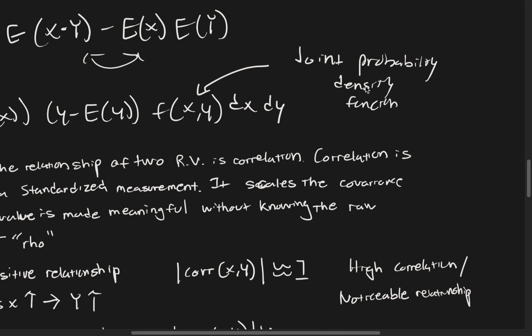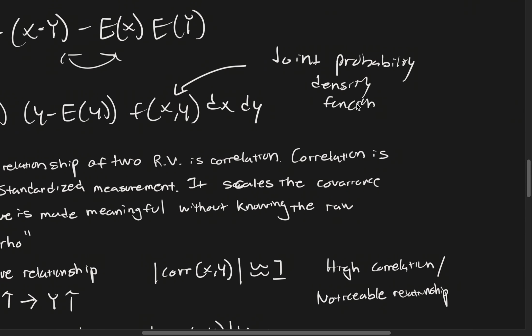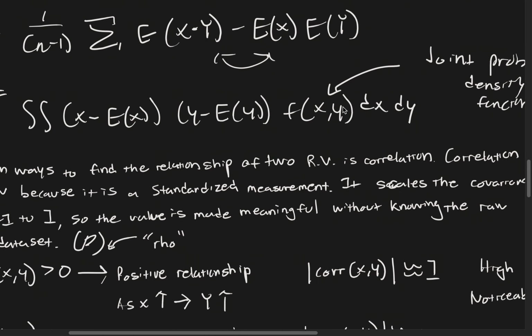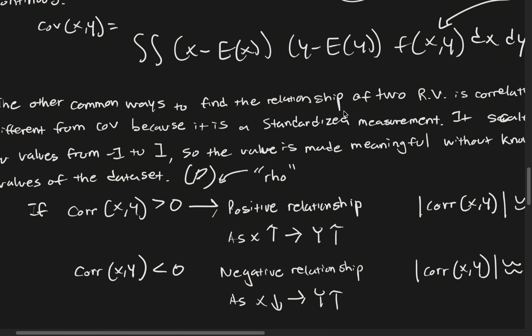So this function describes the likelihood of both x and y happening within the integration range at the same time. Not x or y happening, x and y happening. So that's key.